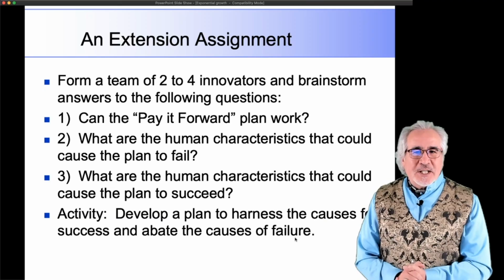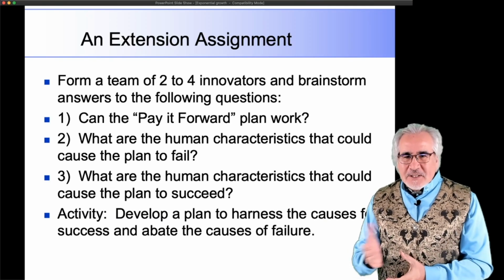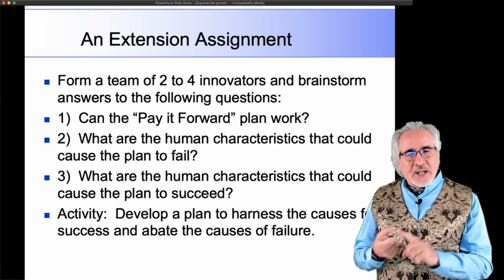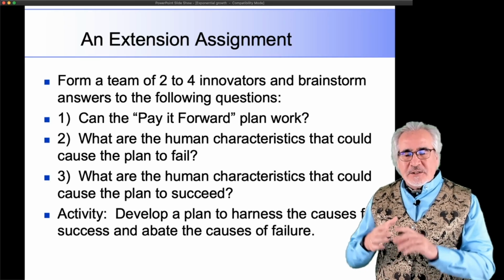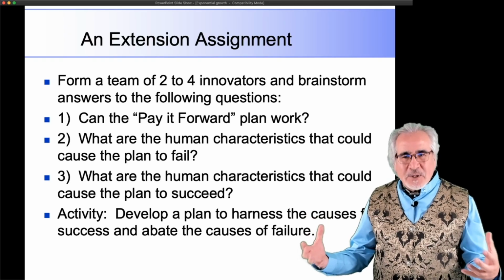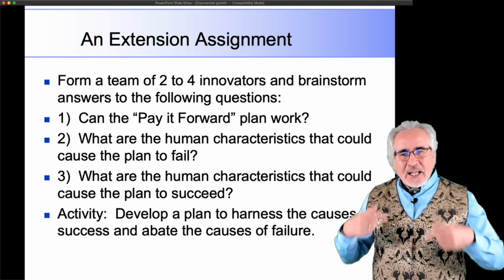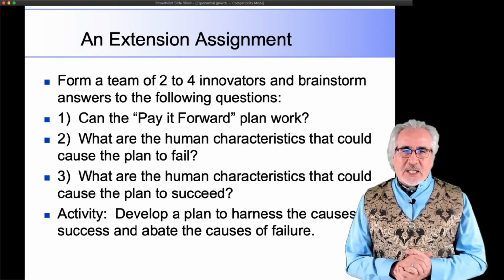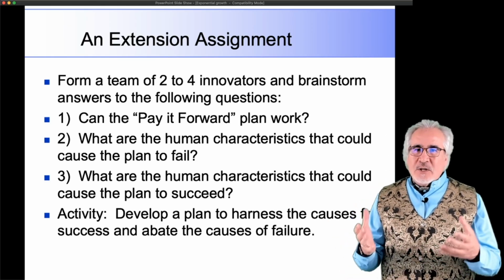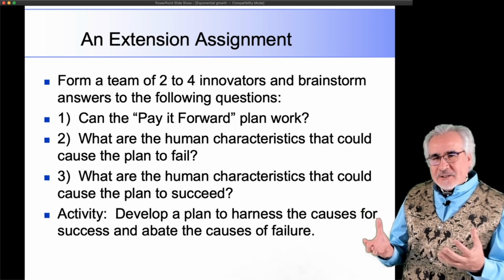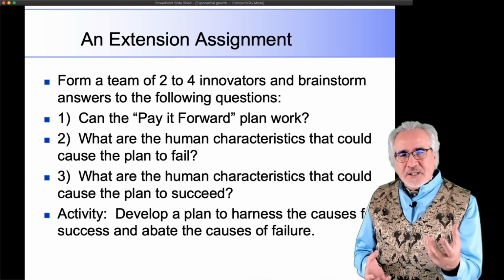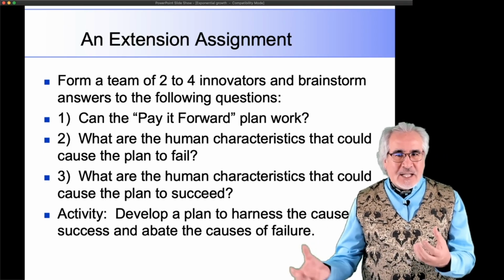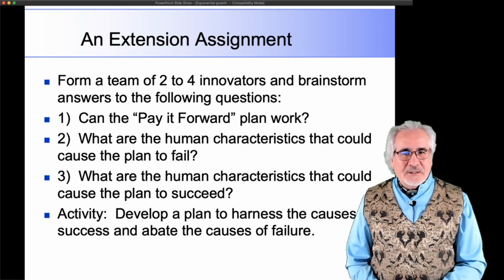And so, an extension. You don't have to turn this one in, but think about it. Get together with some other innovators and brainstorm: what are the human characteristics that are causing this to fail, that bring us to where we are today? And then what are the human characteristics that could make this plan succeed? And then how can we develop a plan that harnesses the power for good and abates the negative things that are causing it to fail?